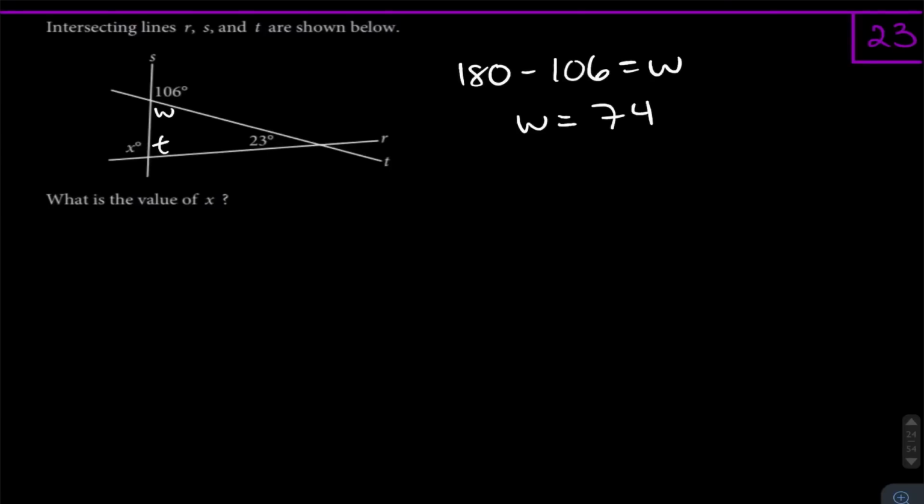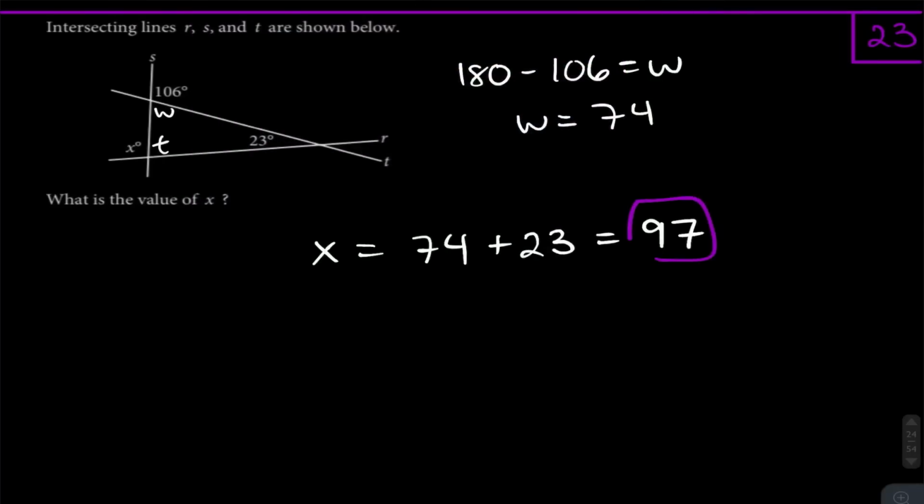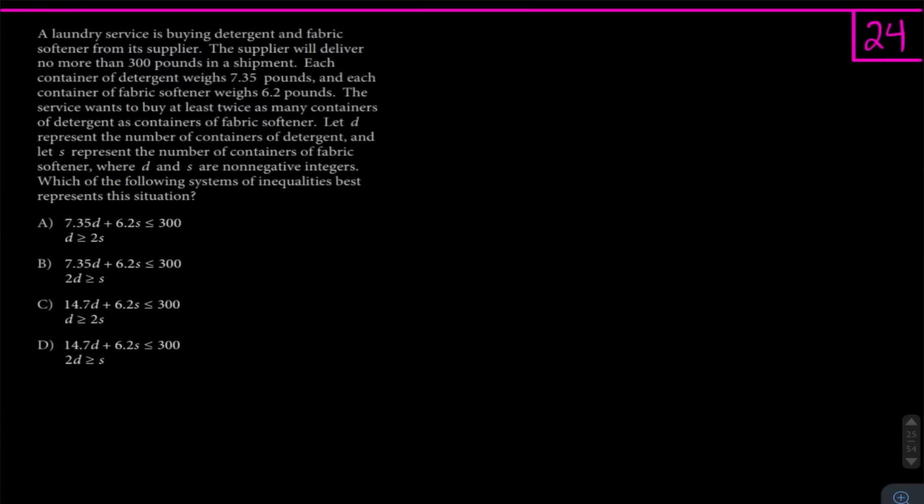But, all right, cool. So we're just going to add these two angles. We're going to add W, we're going to add 23, and that's going to give us our answer. We get that X is 74 plus 23, right? And that right there is going to be 97. All right? And that right there is our answer. Awesome. So that does it for problem 23.